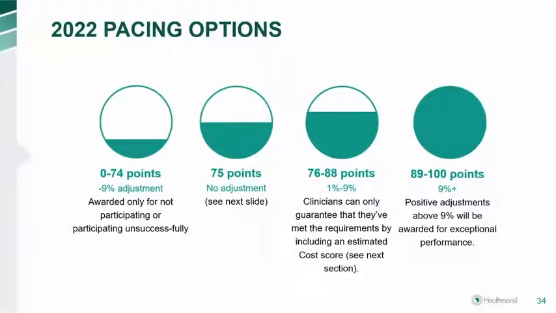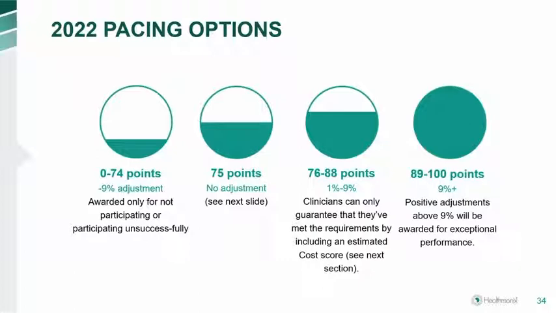And here are the 2022, what we call the pacing options. And you will see that to avoid the negative 9% payment adjustment, the threshold has increased to 75 points. And that was once considered exceptional performance. So it is very important to finalize which categories to report.